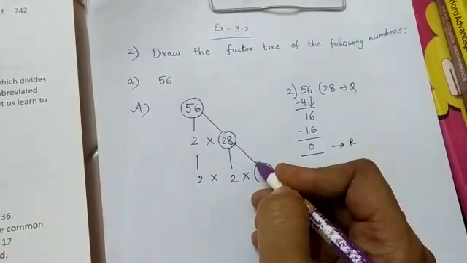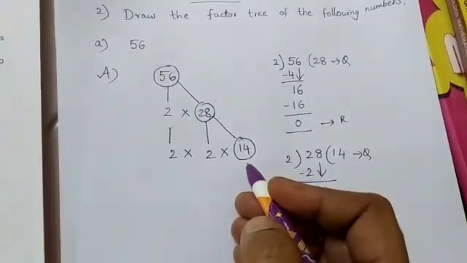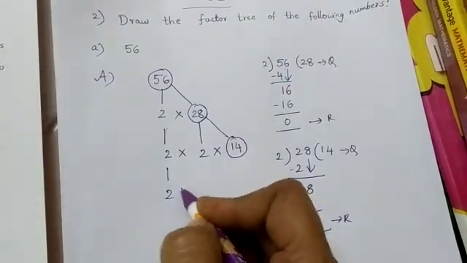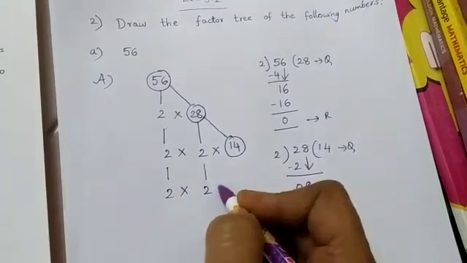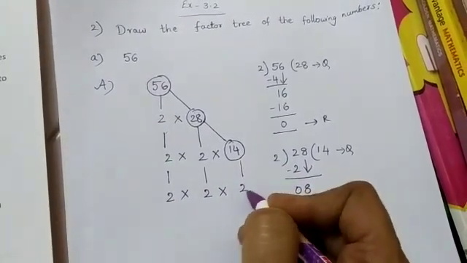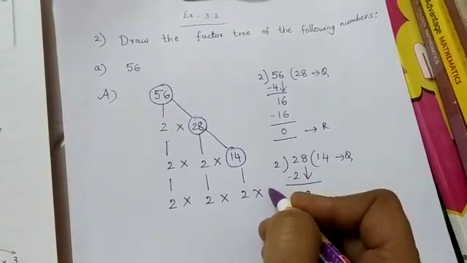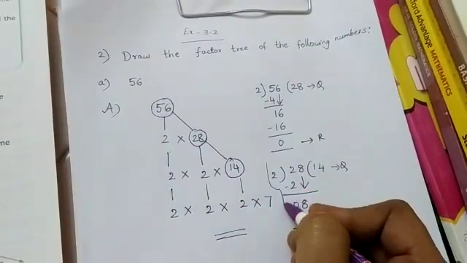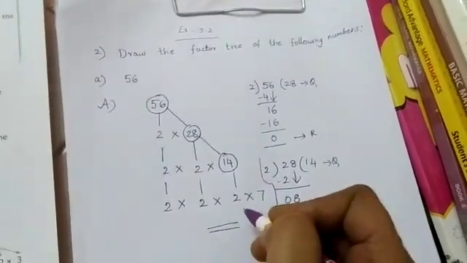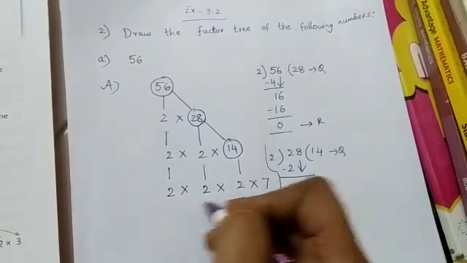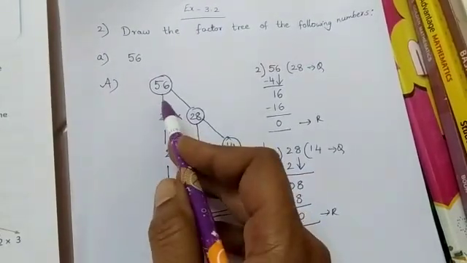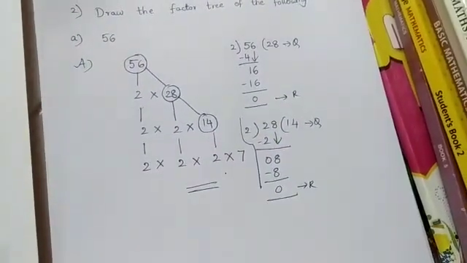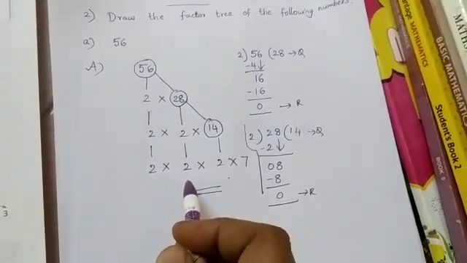So this can be written as 2 into 14. Now 14 is an even number, so again it goes in the 2 table. So 2 into, 14 goes how many times? In the 2 table, 7 times. So this is the answer. Finally, we have to get all the numbers as prime numbers. We write the given number as the product of prime numbers. Okay, this is the representation of the factor tree.